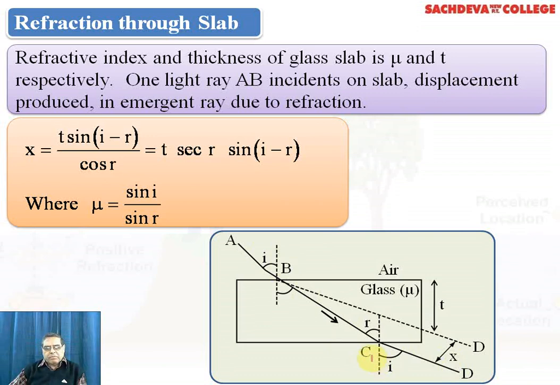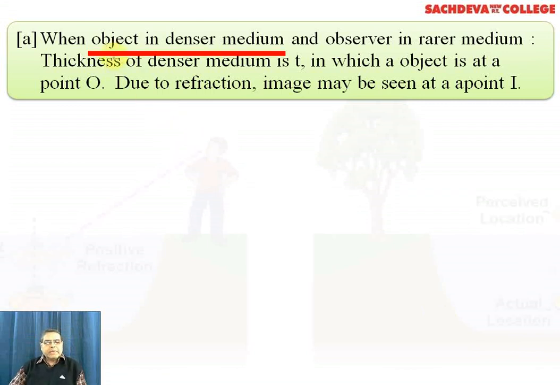Now, if the AB line is extended up to D and the refracted line is also extended up to D, the distance between the two extensions will be X. So X has the dimensions of length, and T is the thickness of the glass whose refractive index is mu.